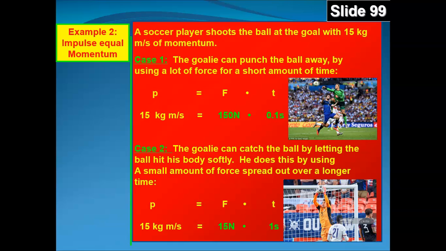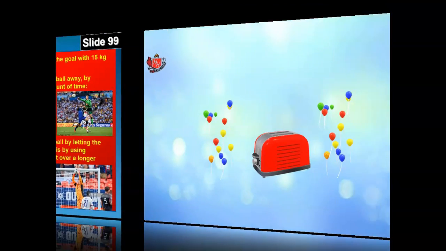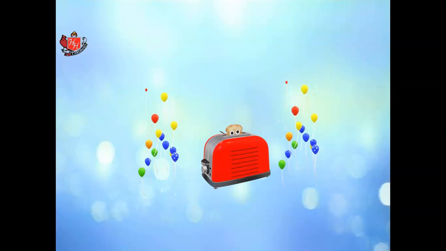But what if he doesn't want to punch the ball away? What if he wants to catch it? Then the goalie can catch the ball by letting the ball hit his body or his hands softly. He does this by using a small amount of force so the ball won't bounce off his hands, but it spreads it out over a longer amount of time. So in this case, it's going to take him 1 second to bring the ball to a stop instead of just 1/10 of a second. Therefore, he only needs 15 newtons of force. That's a much lower force that his hands are putting on the ball. So the ball is going to kind of just sink into his hands and he'll be able to catch it rather than have the ball bounce off of his hands. All right, and that takes care of this lesson on momentum.